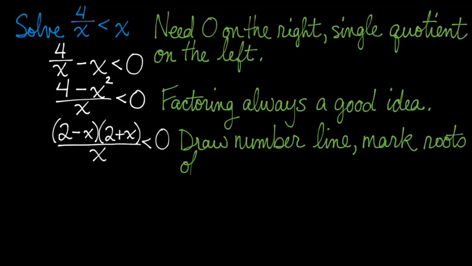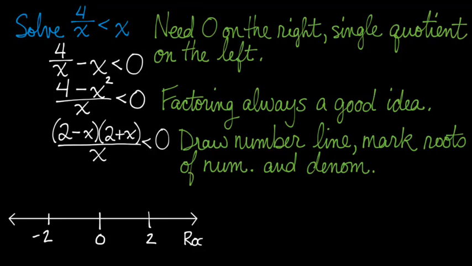Next, we're going to draw the real number line and mark all of the roots of both the numerator and the denominator. Just mark all three of them on this real number line. We get 4 different sections of real numbers that we have to test. We have to figure out if that fraction is going to be positive or negative on those 4 sections.